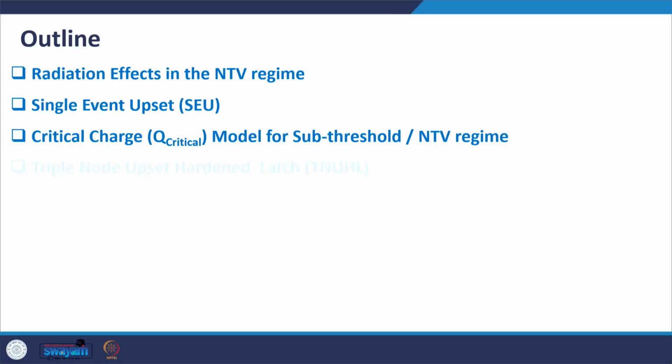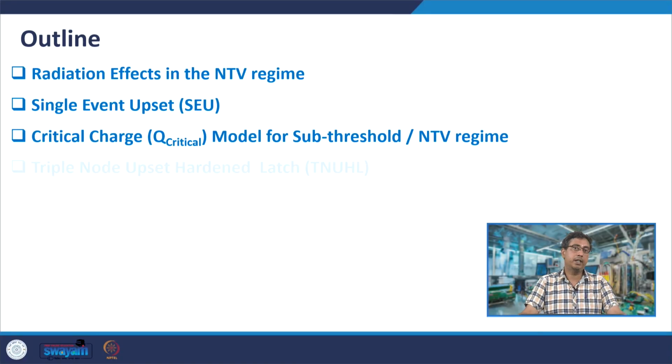Welcome to this lecture on considering radiation effects in near threshold voltage circuits. This is a part of module 3. First we will discuss radiation effects and why they are important in the near threshold voltage regime, and then we will discuss a model for the critical charge and flipping because of single event upset.